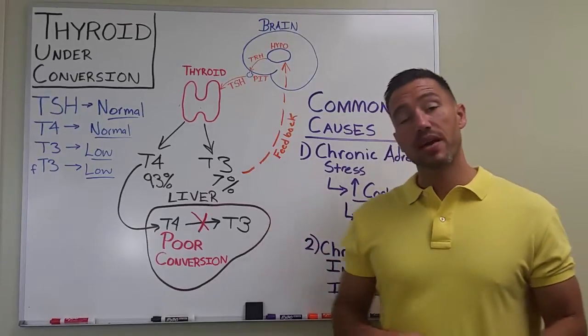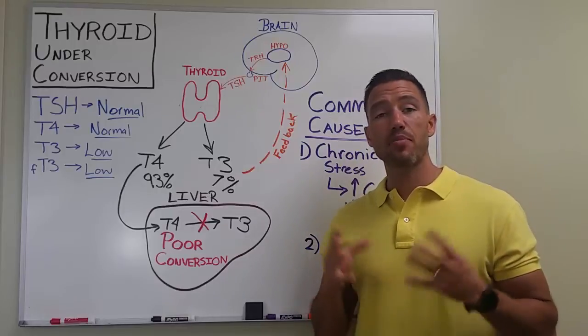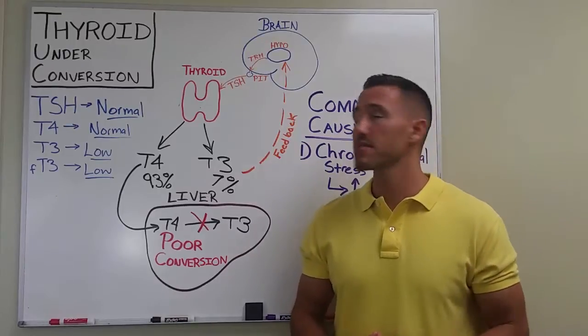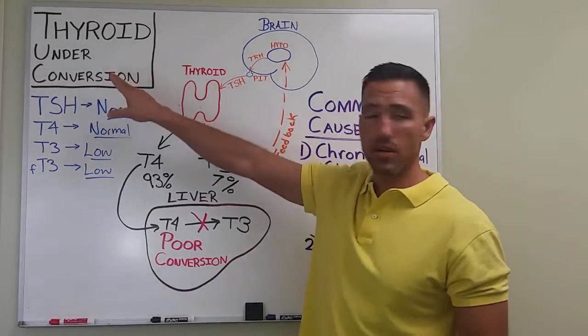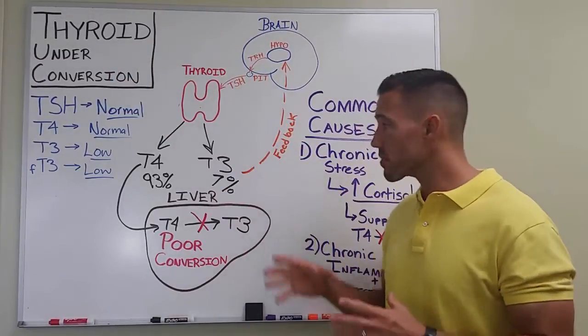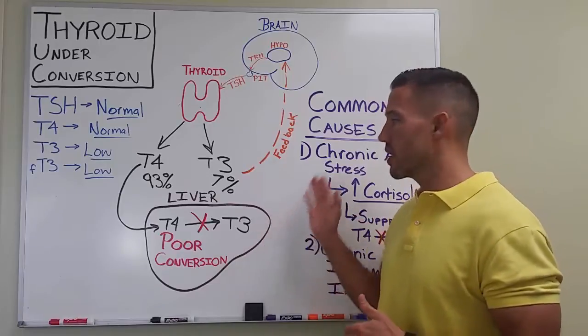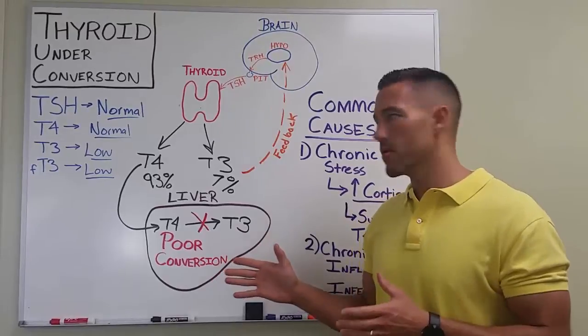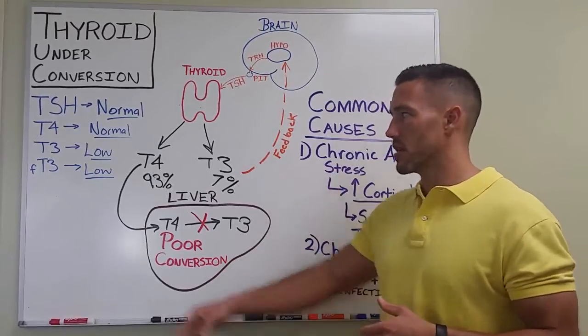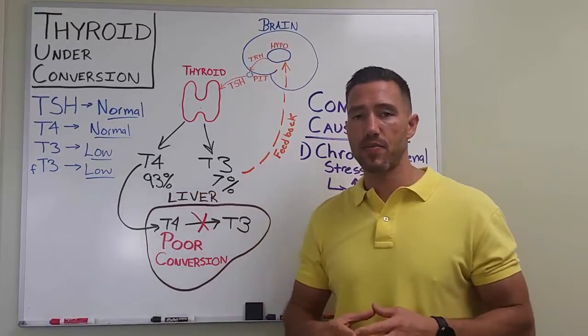Today what I want to talk to you about is the third pattern of hypothyroidism that I commonly see in practice. So this pattern is actually called thyroid underconversion, okay? So let me walk you through how things are supposed to work. Then we'll talk about how they break down. We'll talk about some of the causes, and we'll talk about what labs might look like, okay?